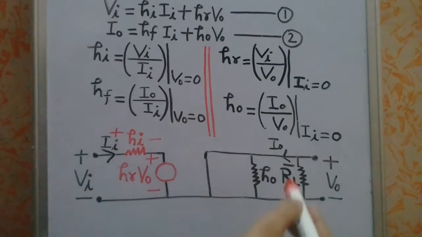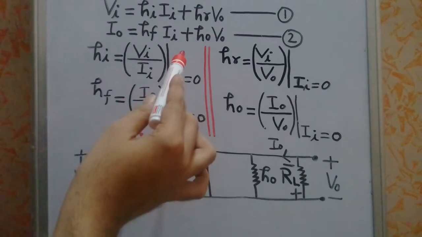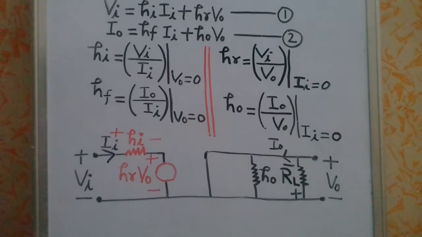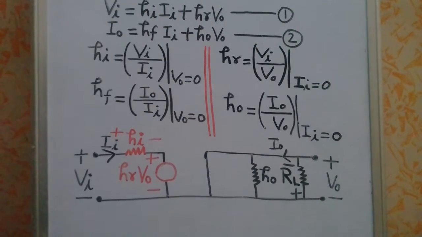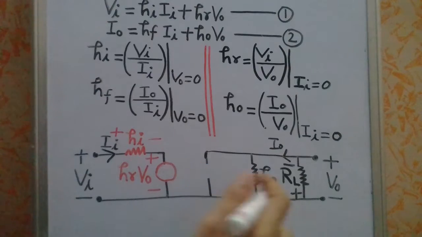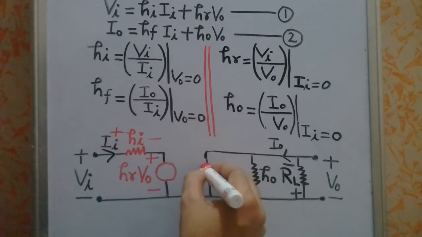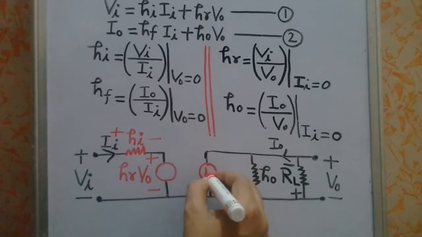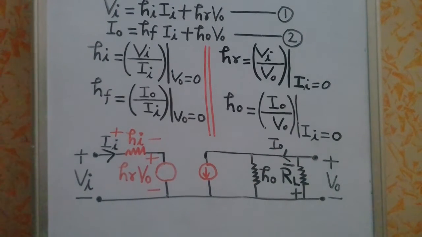Now this term, HF II, is another term, right? So this is again a current. That means you will have to draw a current source here. In order to represent this HF II in the H parameter model, you will have to draw a current source like this, and whose direction will be like this. Are you getting my point?